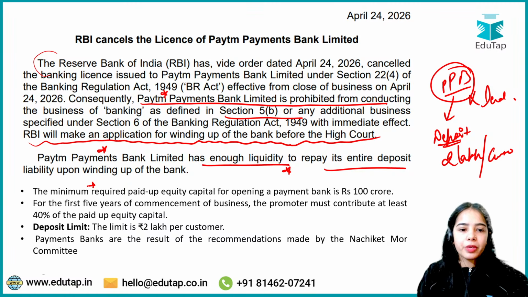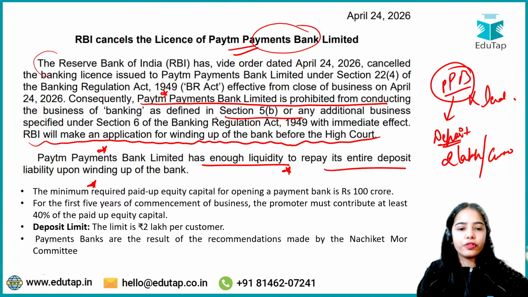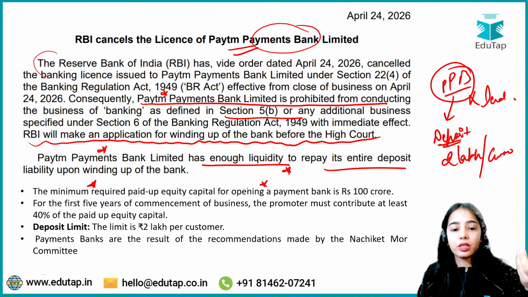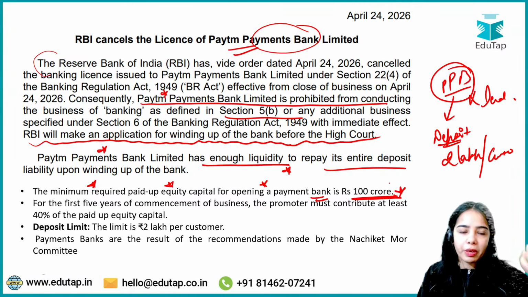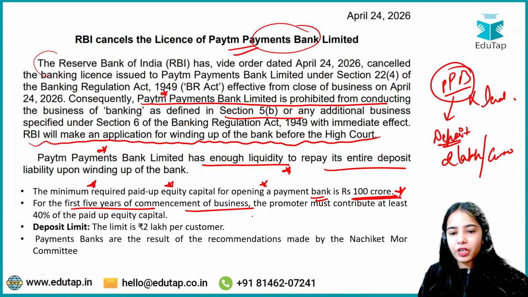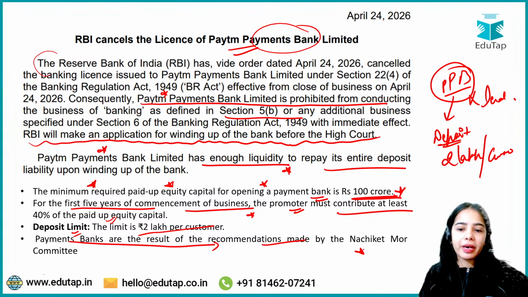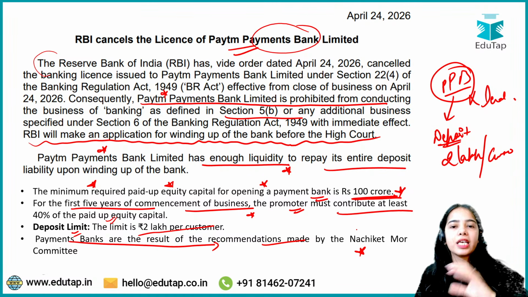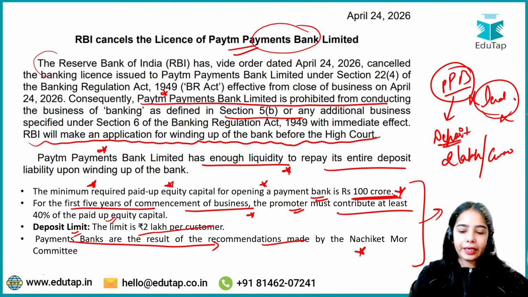Okay. Now the minimum required. There are certain criteria for a payments bank to fulfill. The minimum paid up equity capital for opening a payment bank is 100 crores. So this is the minimum net worth required for the payment bank. For the first 5 years of commencement of business, the promoter must contribute at least 40% of the paid up equity capital. Deposit limit is 2 lakh per customer. Payment banks are the result of the recommendations made by the Nachiket Mor Committee, and Paytm Payments Bank is one of the payment banks that also follows these conditions. It also cannot lend. Okay.